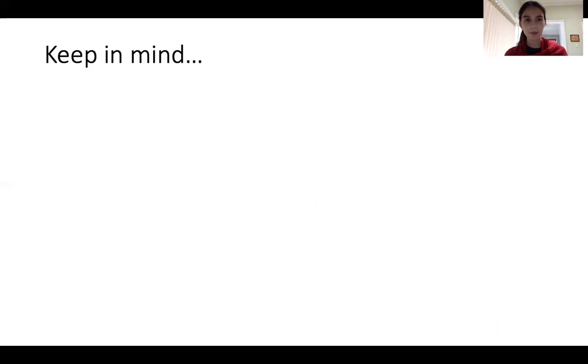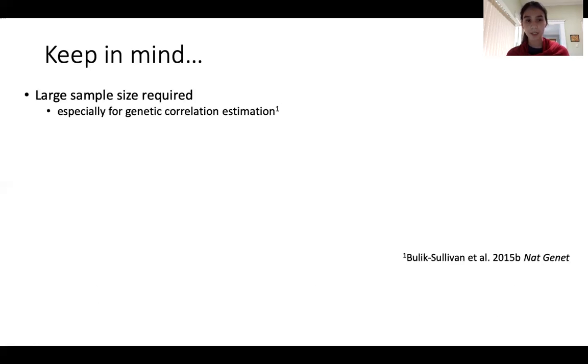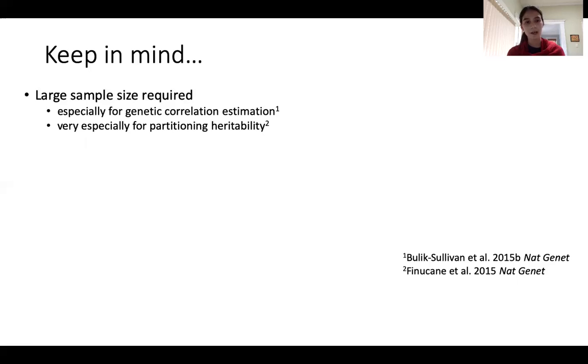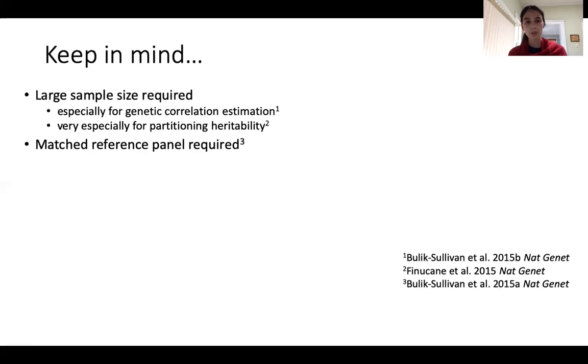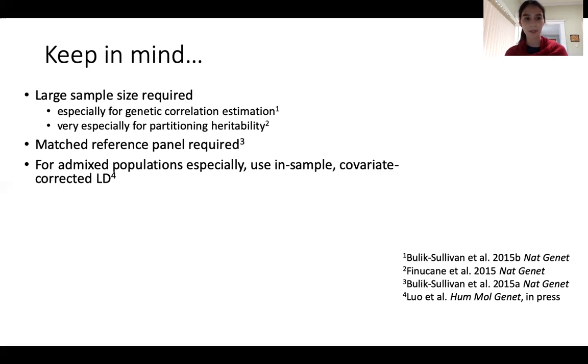LD score regression comes with many caveats, and I'll just list a few here. A large sample is required, especially for genetic correlation and especially for partitioning heritability. We also assume that when you're estimating these LD scores, the LD that you've got from your reference panel matches the LD that you have in your GWAS itself. To the extent that this is not true, then you'll wind up with biased estimates of heritability.